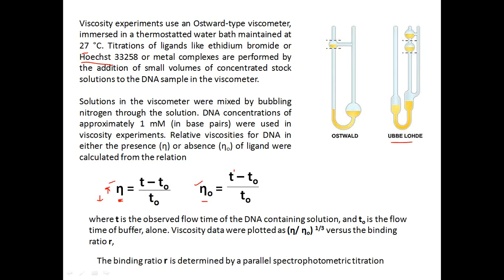Here, T is the observed flow time for the DNA-containing solution, and T naught is the flow time of buffer alone. Viscosity data are plotted as the cube root of eta by eta naught versus the binding ratio R. The binding ratio has to be calculated by a spectrophotometric method. Based on the binding ratio for the particular concentration, you get the viscosity and you plot a graph of viscosity versus the binding ratio. The slope of that will tell you the mode of binding, whether it is intercalative or non-intercalative.